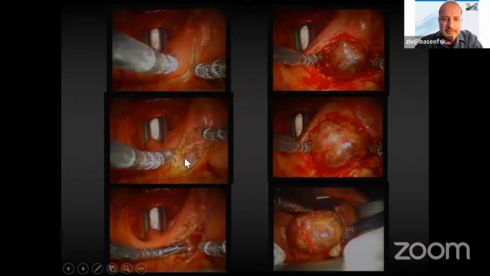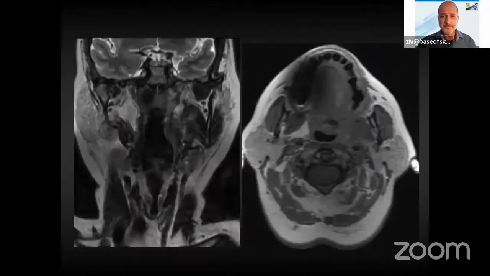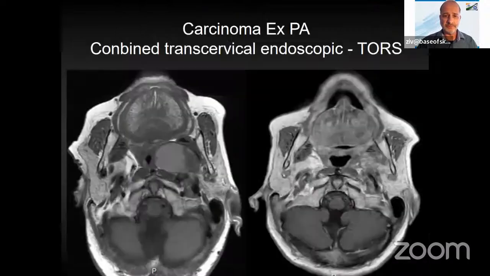We elevate the flap using a standard technique, as every one of you uses for standard head and neck surgery. We elevate the flap, we expose the tumor, and then through a neck incision, we can push the tumor from the neck outside and remove it as a whole through the mouth. So this was the first evolution of the technique, a combined transcervical open and robotic transoral approach. And you can see here the total removal of the tumor.